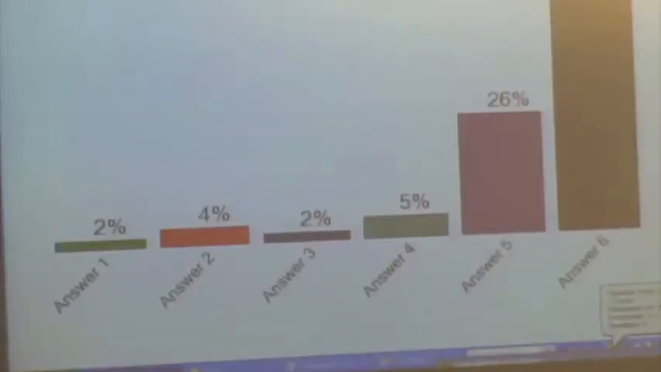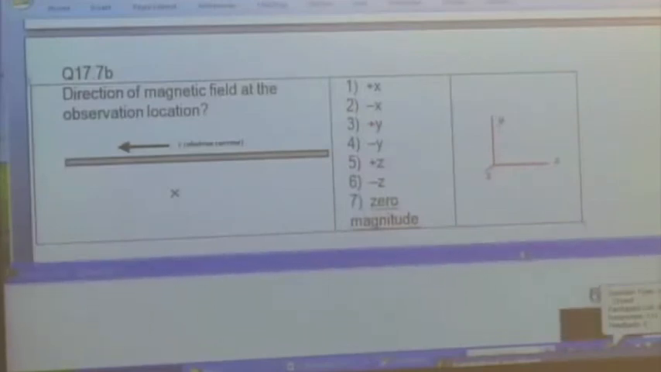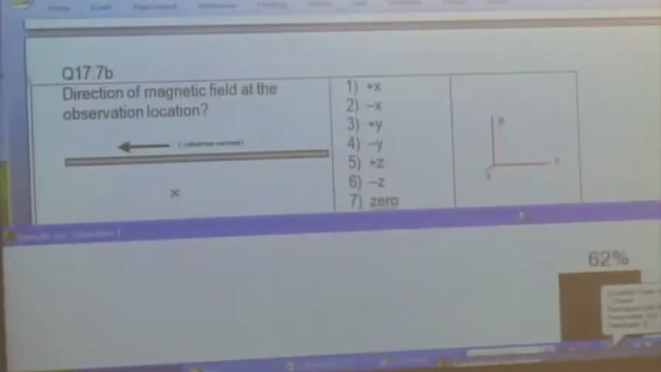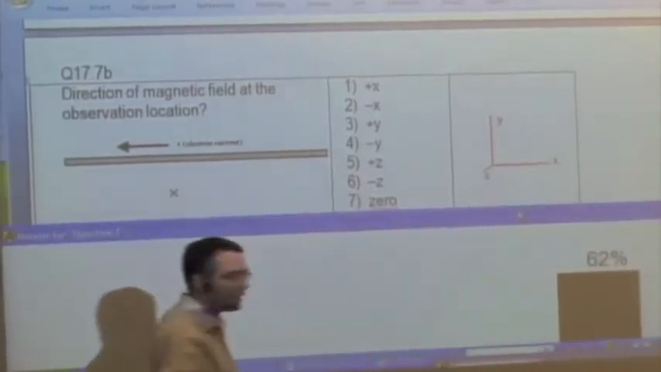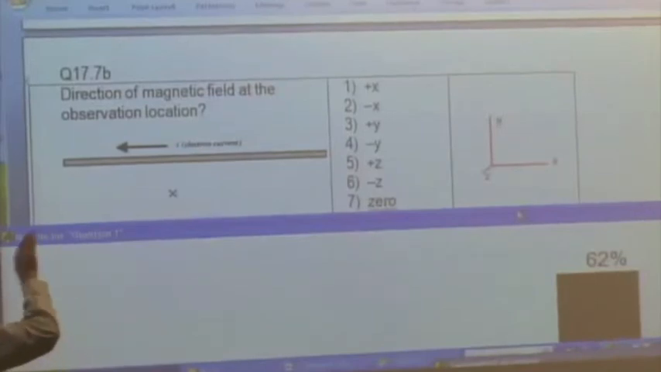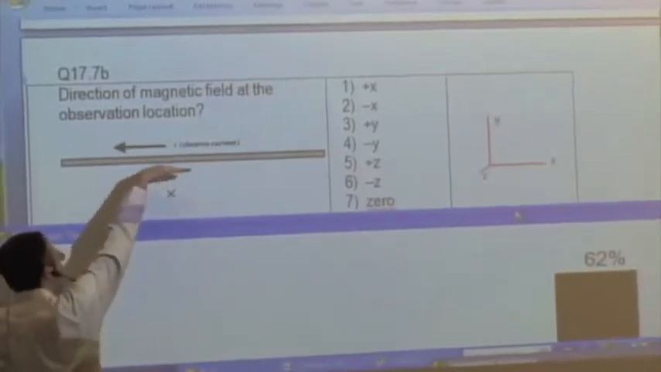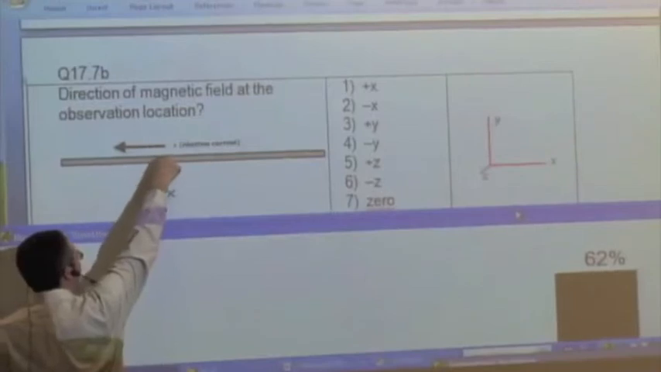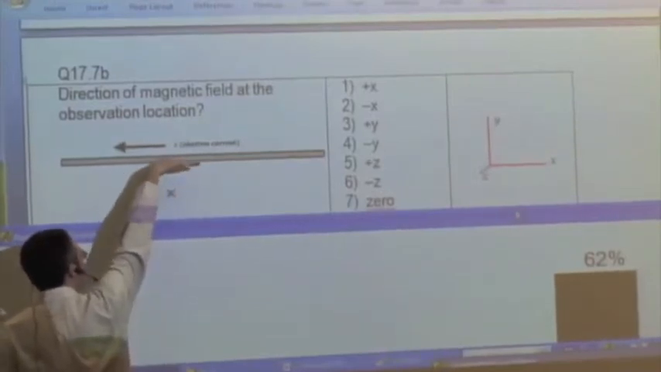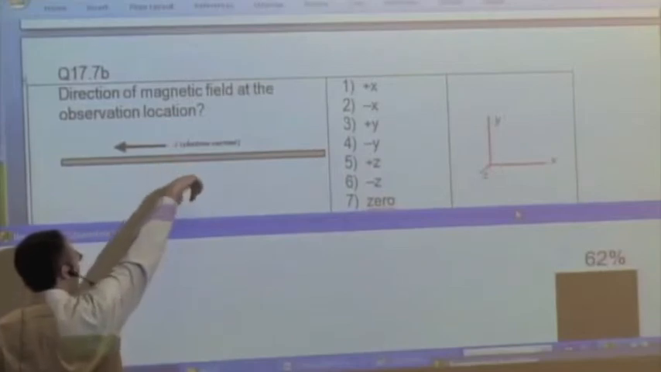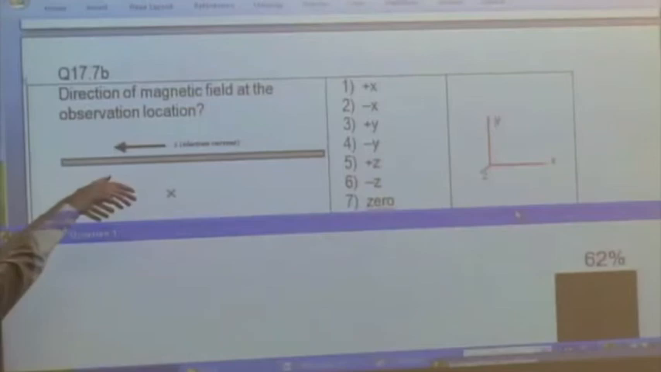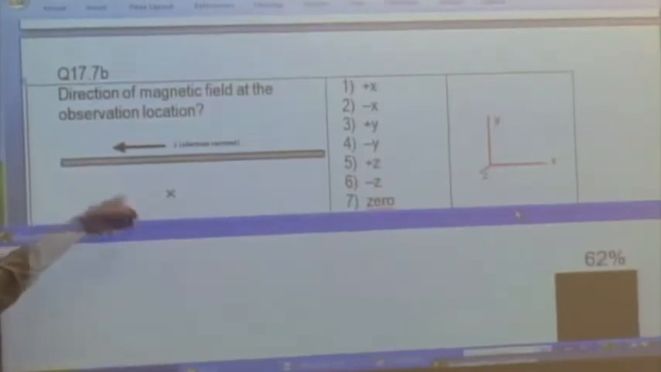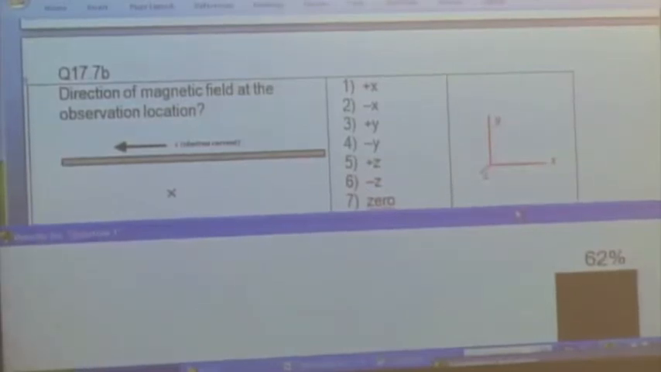Okay, so most of us are saying answer 6, which is the negative z direction. Be careful of the sign. This is the direction of electron current, not conventional current, right? The direction of conventional current is the other way. Okay, so two ways to do it. You can either say I is that way. R is pointing from the source to the observation location, so I, delta L, cross R, thumb points in, right? Or you can point your thumb in the direction of conventional current, and then my fingers, when they reach down here, are curling into the page, so that's the negative z direction, right?